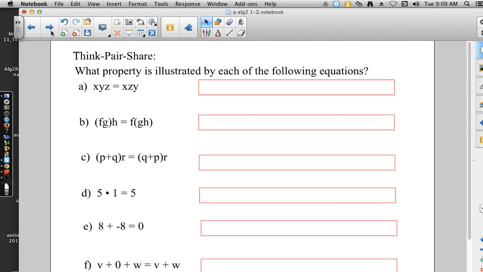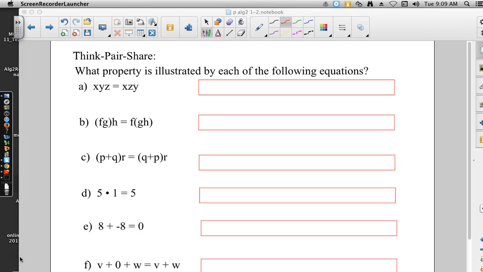Now, this one normally in class, I would have you work with somebody else on, but because we're doing these as videos, just go ahead and see if you can figure out what the properties are here. Go ahead and pause the video and try A through F and see how you do.